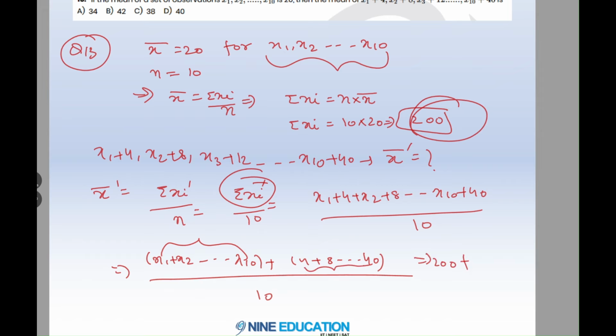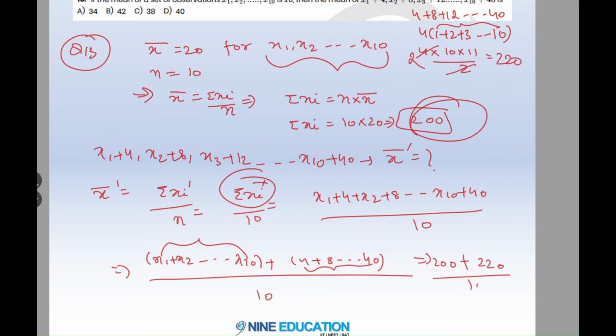Now, either you can say it's an arithmetic progression and find the sum separately, or you can say 4 plus 8 plus 12, so on up to 40. Just take 4 common. This is 1 plus 2 plus 3, so on up to 10. This is the sum of the first 10 natural numbers, which is n into n plus 1 by 2, 10 into 11 by 2. Hence, this is 220. Therefore, 200 plus 220 by 10. This is 420 by 10. So, the new mean is 42. Option B.